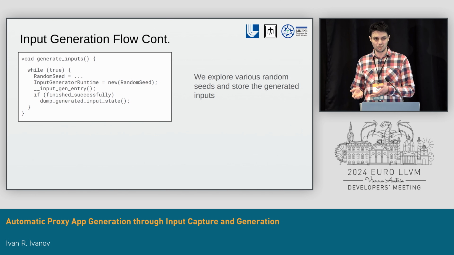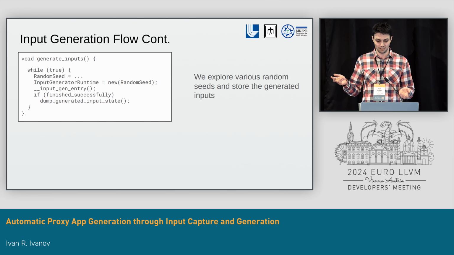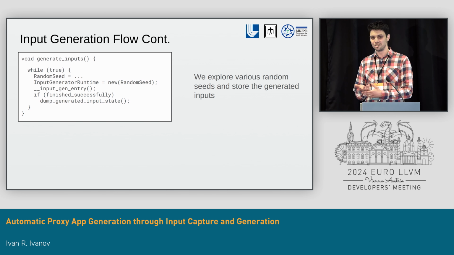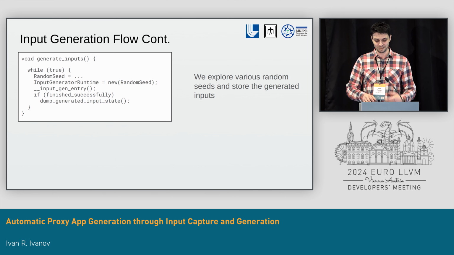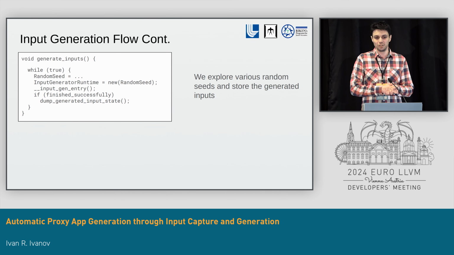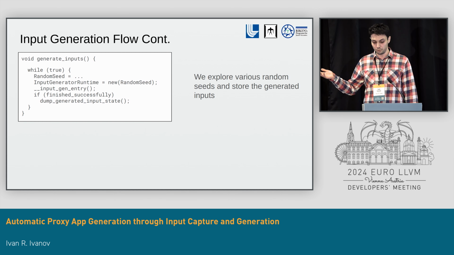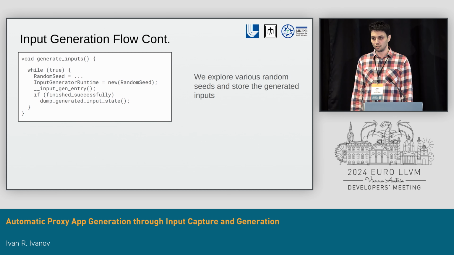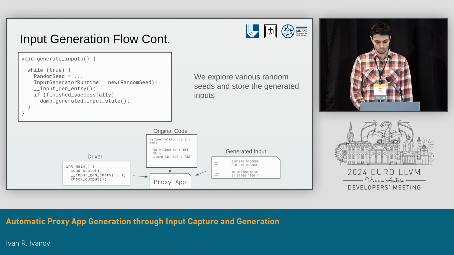And now with this instrumentation in place, we just take a bunch of random seeds in a loop and give them to the input generation runtime, which does all of the random returning and generating of values, and we run this code. If we manage to successfully exit the function, that means we found an input. And we dump that input, and in this way we can explore various possible input states and output states. And this can be generated and bundled in one single proxy app.